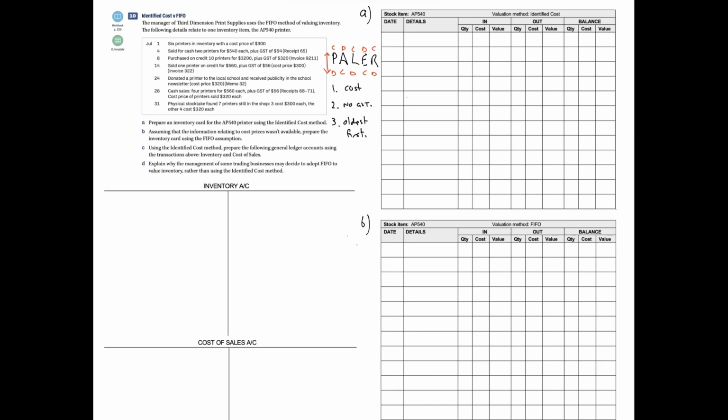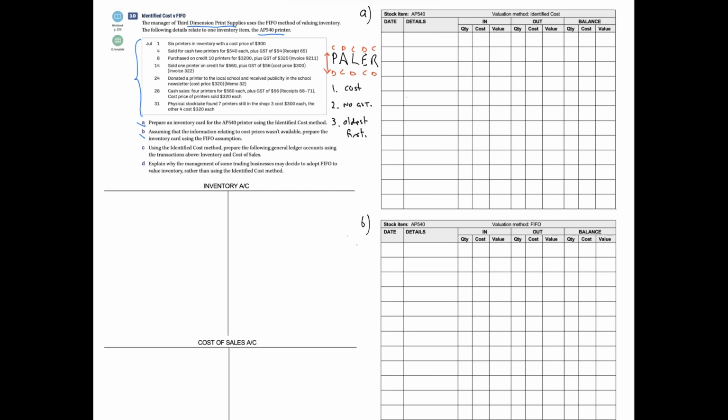Here we have a business that is Third Dimension Print Supplies, and they have one product called an AP540 printer. Now they use the FIFO method, but we are going to do both. There have been 7 transactions that they're asking us to record. In part A, they ask us to record this using the identified cost method. We'll talk about that in a second. And then we are going to do the same transactions assuming the FIFO assumption.